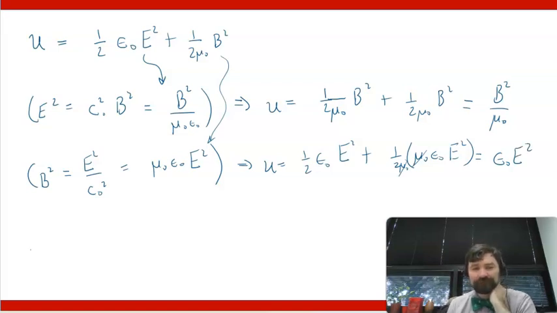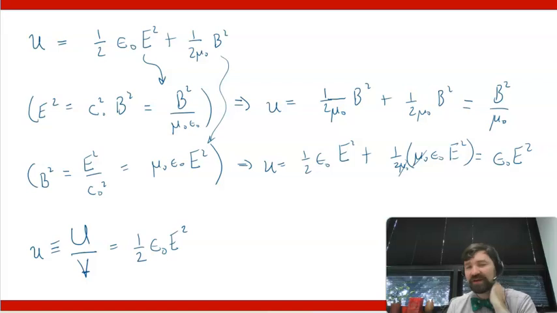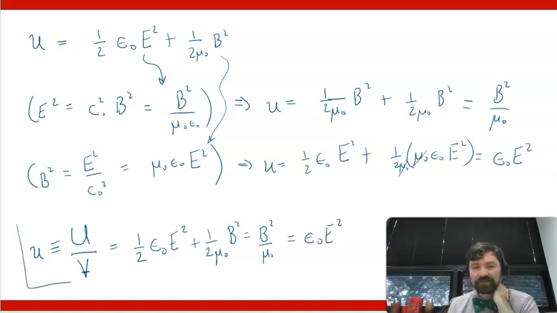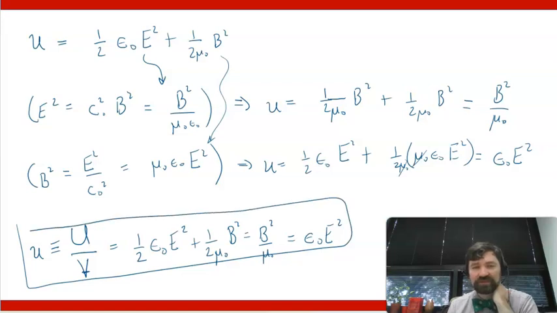So again, energy density little u, defined as energy per unit volume, is equal to any of these different forms. So we could say 1/2 epsilon naught E squared plus 1/2 of B squared over mu naught. But we could also put it entirely in terms of the magnetic field B, or we could put it entirely in terms of the electric field E. So these are all valid ways of expressing that energy density.